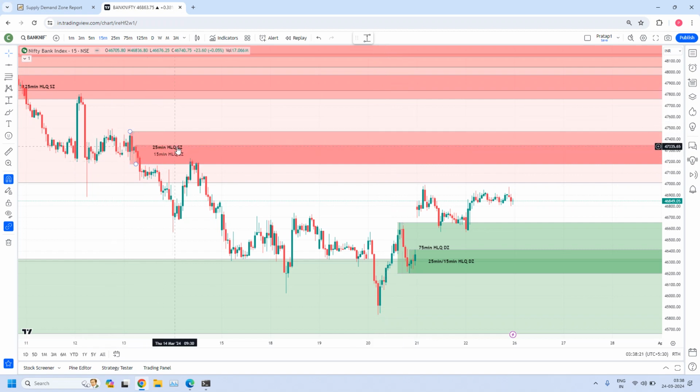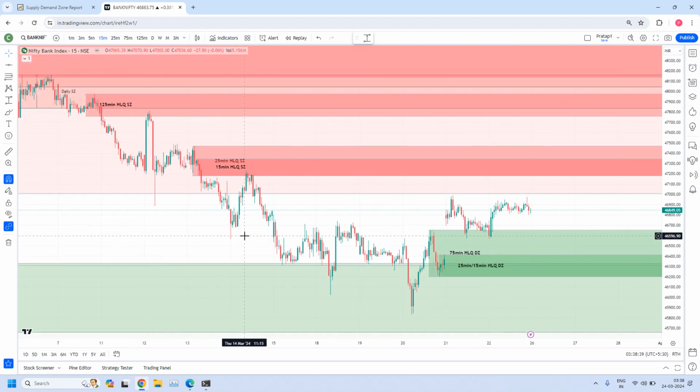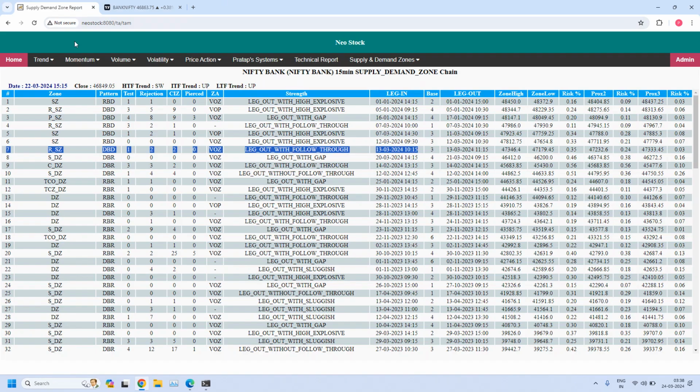The top one is 15. See here, the problem with these labels is that sometimes both labels are showing. It looks like this dark color one is 25 minutes and 15 minutes. Actually this 25 minutes is the one above. This is the problem with the labels, so don't get confused. Okay, and this is about 15 minutes, and the last time frame, let's move on to the 5 minutes time frame.